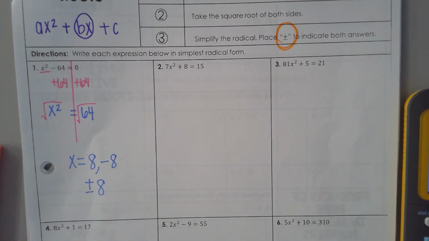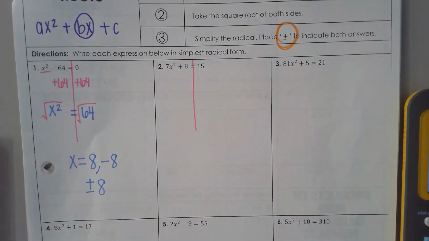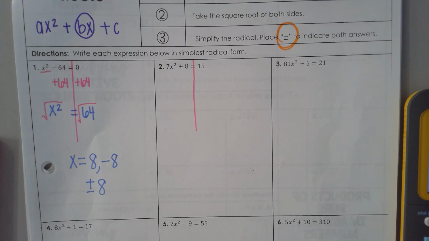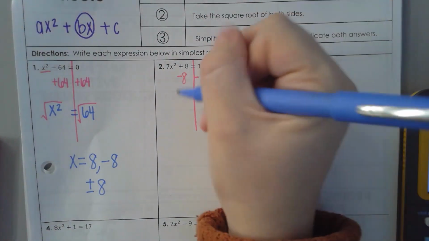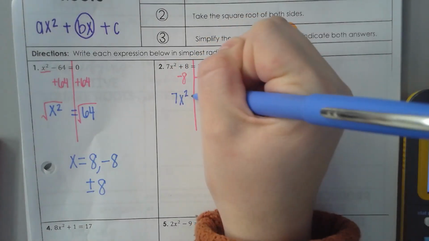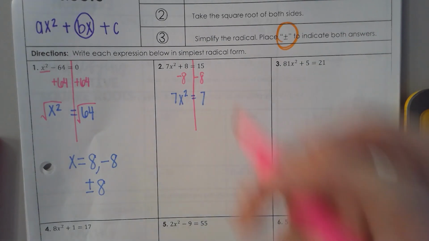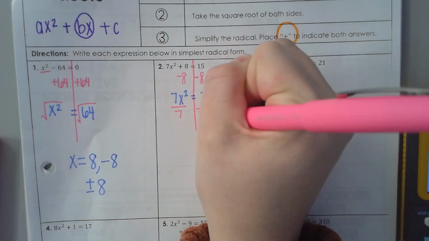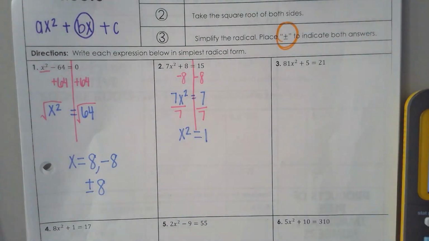So let's do number 2. What's my first step? Isolate x. How do I do that? Subtract 8 first. I get 7x squared equals 7. Then what? Not yet. Divide by 7 first. We get x squared equals 1. And now what?